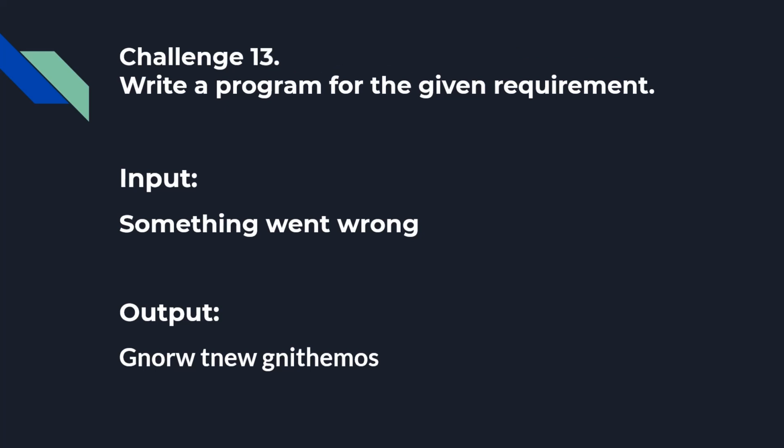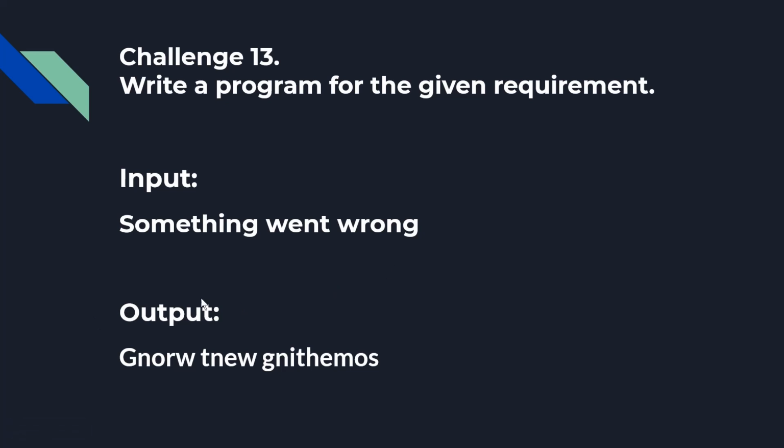Challenge 13. Write a program for the given requirement. Input: something went wrong. In the previous example, we reversed the words of a given string. Now in this example, we have to reverse the spellings of a given string. First we have to reverse the words of a given string, and then we have to reverse the spellings of a given string. So we have to write the logic for this.